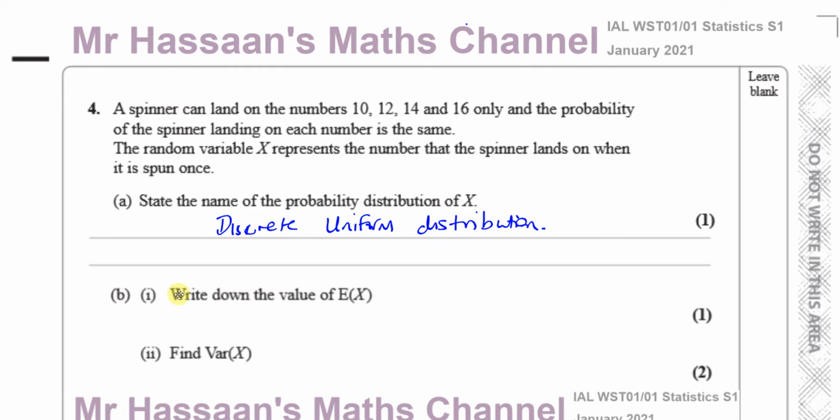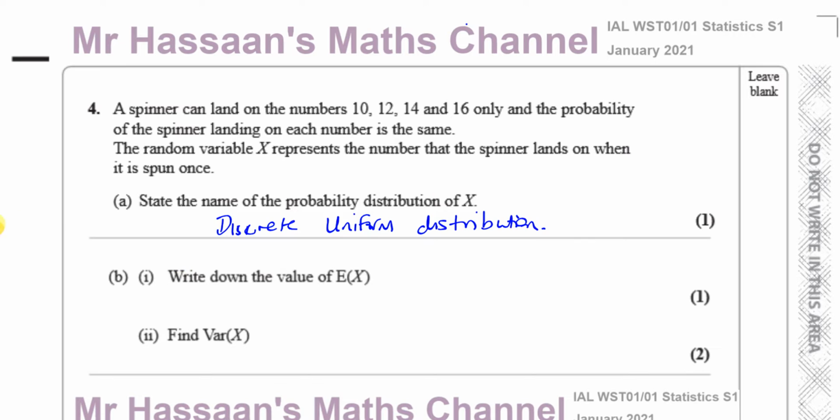Okay, then part B part 1 says write down the value of E(x). Well, because all the probabilities are the same, the expected value or the mean is going to be basically the mean of these numbers, which is 13. It's halfway between all these numbers, because it's symmetrical. It's not only symmetrical, it's uniform. All of these are the same. So we can just straight away say it's going to be 13, halfway between 10 and 16.